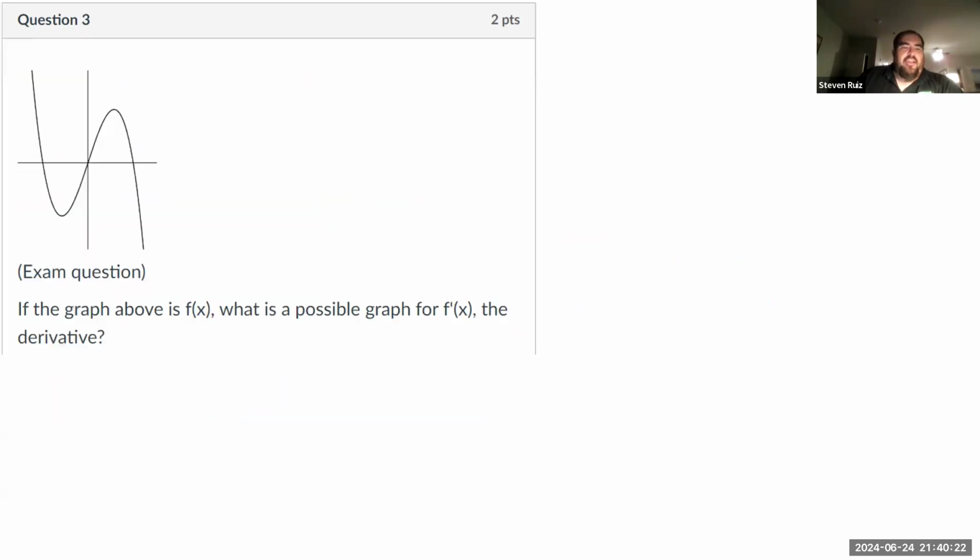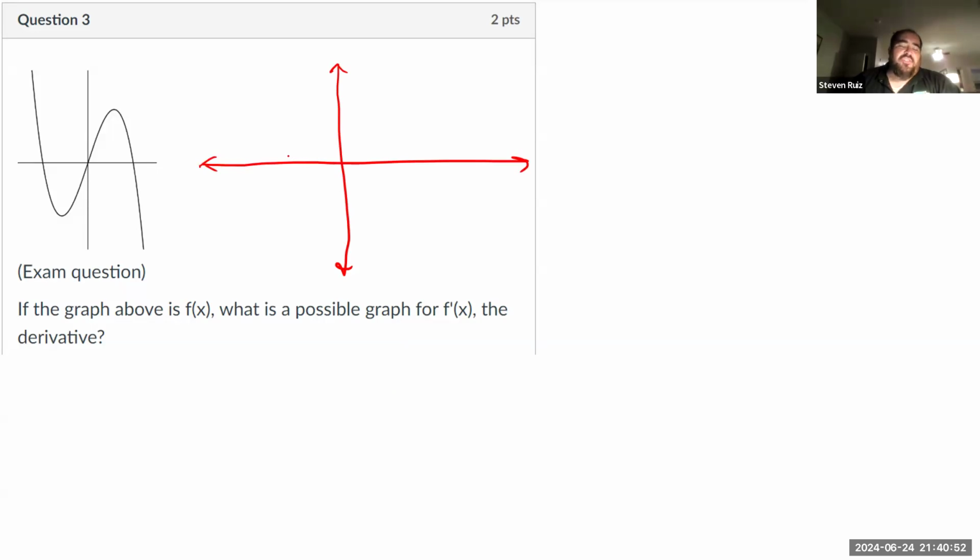All right, if this graph is f of x, what's a possible graph for f prime? So this is a very good question for getting you to think about how a function and its derivative are related. And they're related in a lot of ways. A lot of those can be assessed by whether or not you can construct a graph of one, given the graph of the other. Given the graph of a function, can you construct the graph of the derivative?